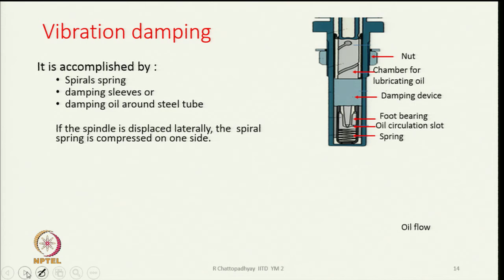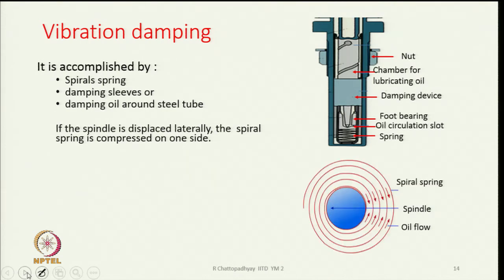This vibration damping is something which is important also, and we should know it. Since the spindle is the source of vibration, we have to make sure that if there is a mechanism in the design itself so that the vibration can be dampened, then that will be a good design. Some designs are shown here, where the damping of the vibration is accomplished by spiral springs, damping sleeves or damping oil around a steel tube.